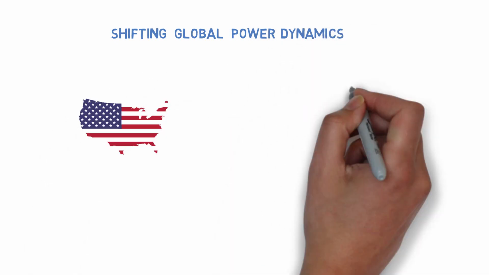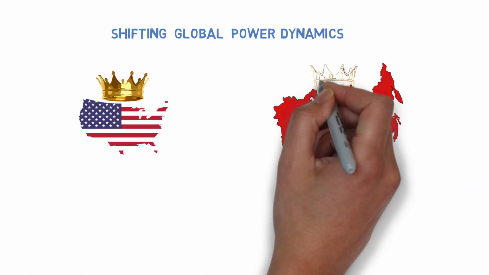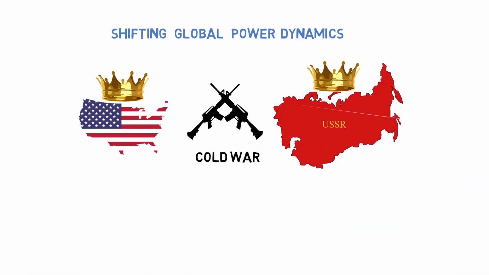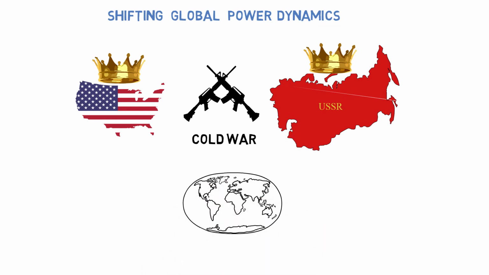Shifting global power dynamics. The war also reshaped global power dynamics, with the U.S. and the Soviet Union emerging as the two dominant superpowers. This led to the Cold War and a decades-long struggle for global influence between the two nations.